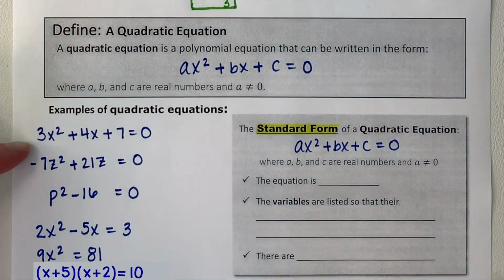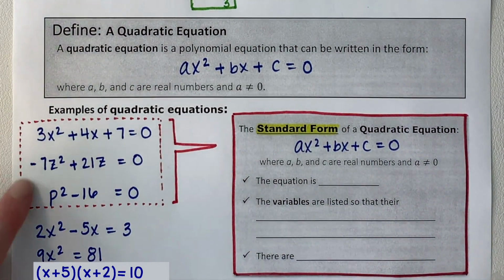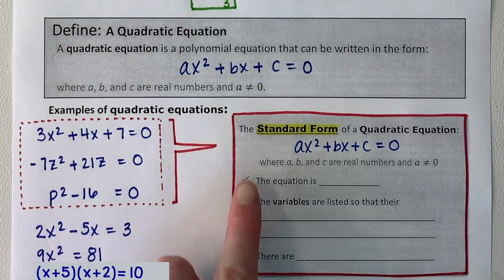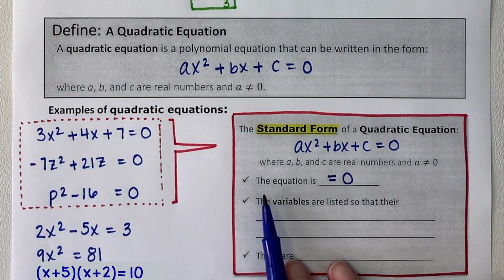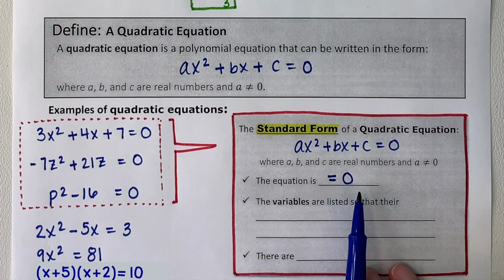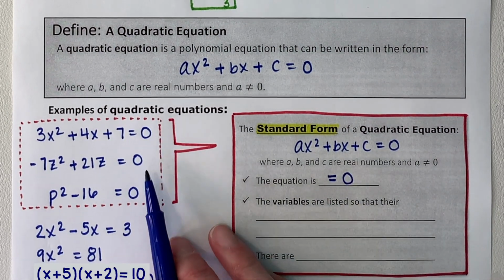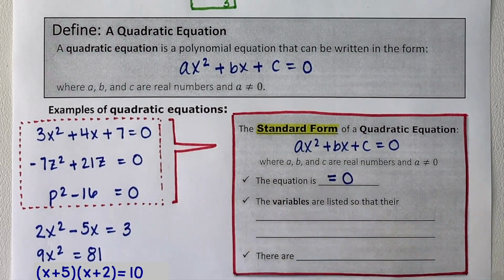If we look over here, which of these equations are written in standard form? These top three equations are all written in standard form. How do we know that? Well, let's go over the requirements of standard form. For a quadratic equation to be written in standard form, the equation must be equal to 0. All three of these equations meet that requirement. They're all equal to 0.